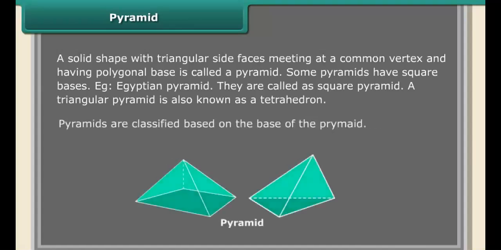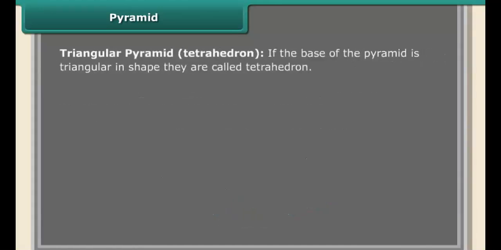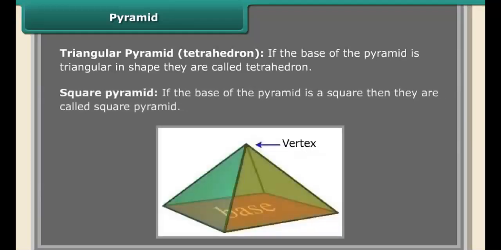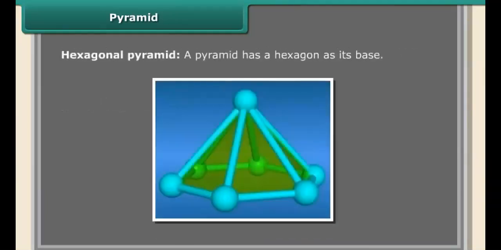Pyramids are classified based on the base of the pyramid. Triangular pyramid, tetrahedron. If the base of the pyramid is triangular in shape, it is called a tetrahedron. Square pyramid. If the base of the pyramid is a square, then it is called a square pyramid. Hexagonal pyramid. A pyramid has a hexagon as its base.